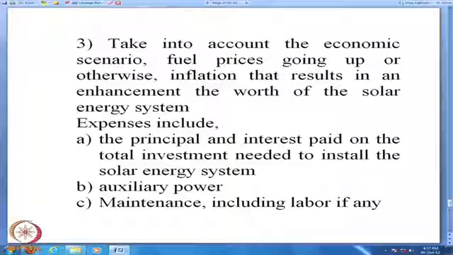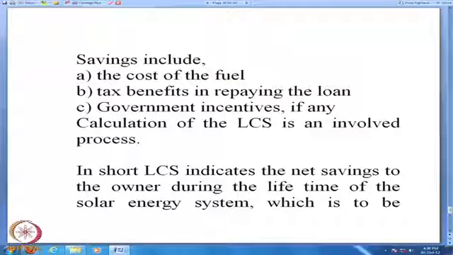Now, take into account the economic scenario, fuel prices going up or otherwise, inflation that results in an enhancement of the worth of the solar energy system, and expenses include, you can go through this thing. So, I will read it out instead of writing. The principal and interest paid to the total investment needed to install the solar energy system, auxiliary power, maintenance including labor, if any, and savings include mainly the cost of the fuel, tax benefits in repaying the loan, government incentives if any, and calculation of the LCS is an involved process.